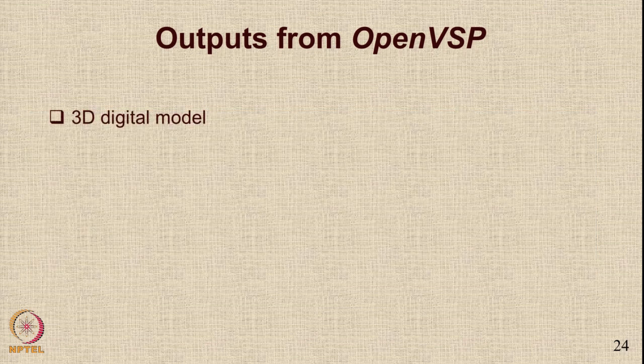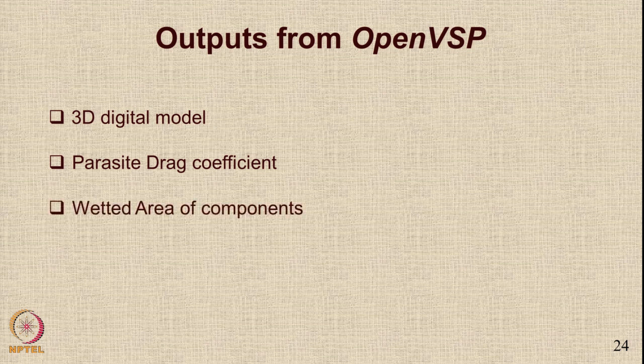So first of all, you get the 3D digital model. Interestingly, you can also calculate the parasite drag coefficient, you can also calculate the wave drag coefficient, you can also get wetted area of components. This is very nice and useful, because otherwise you have to do it manually with lots of assumptions. But here in OpenVSP, once you make a model, you can actually get the wetted area of the individual components or the whole aircraft in a flash, and that is very helpful. You can also give some mass data and hence use it to get the CG properties.